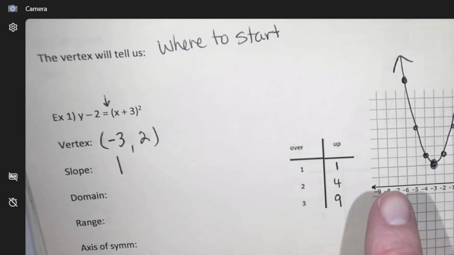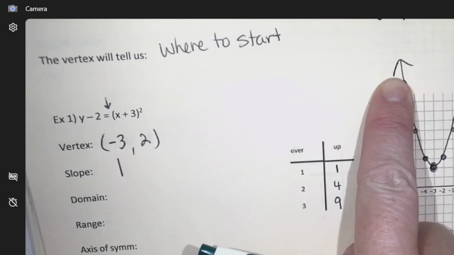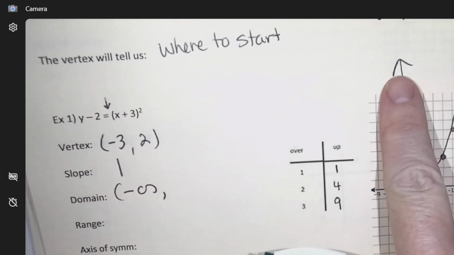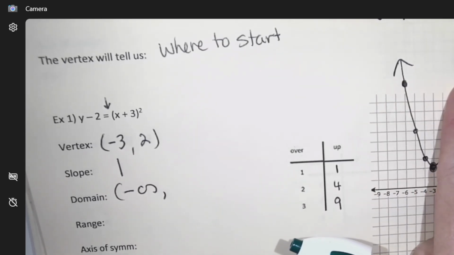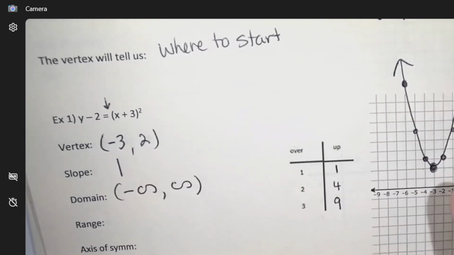So what's the left we're going? What's this doing left? -infinity. To what's this doing to the right? +infinity. Does that make sense?